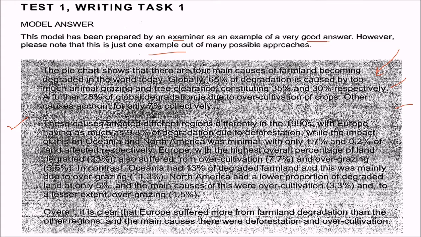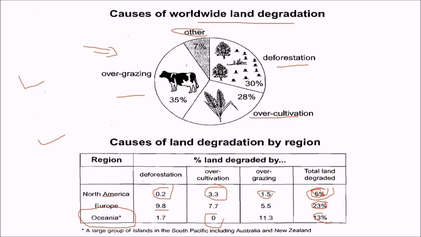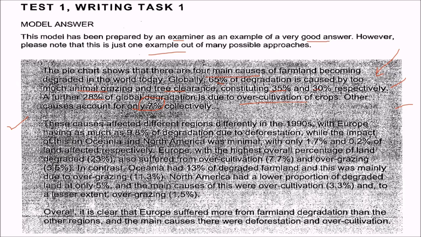The pie chart shows that there are four main causes of farmland becoming degraded in the world today. Globally, 65% of degradation is caused by too much animal grazing and tree clearance, contributing 35% and 30% respectively. A further 28% of global degradation is due to overcultivation of crops. Other causes account for only 7% collectively.